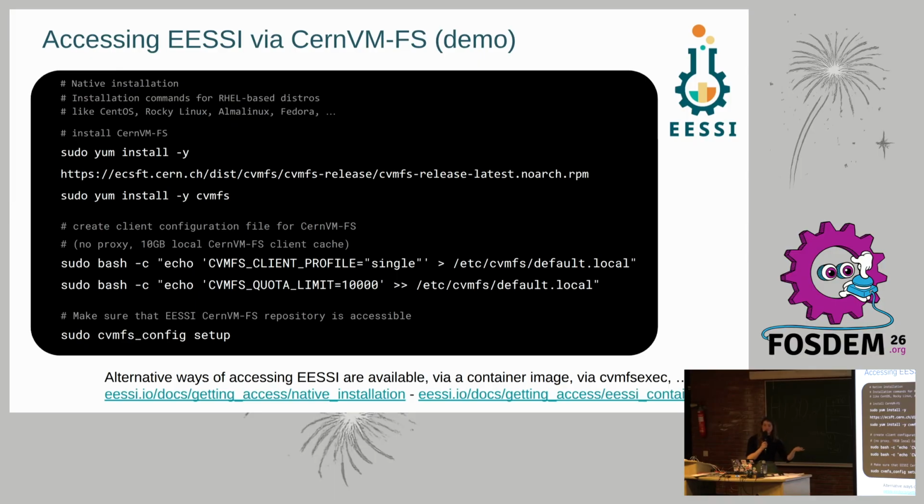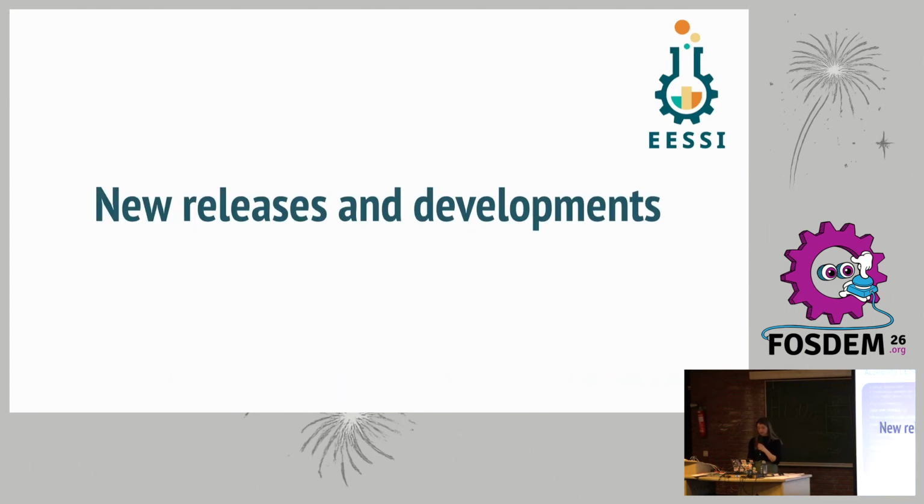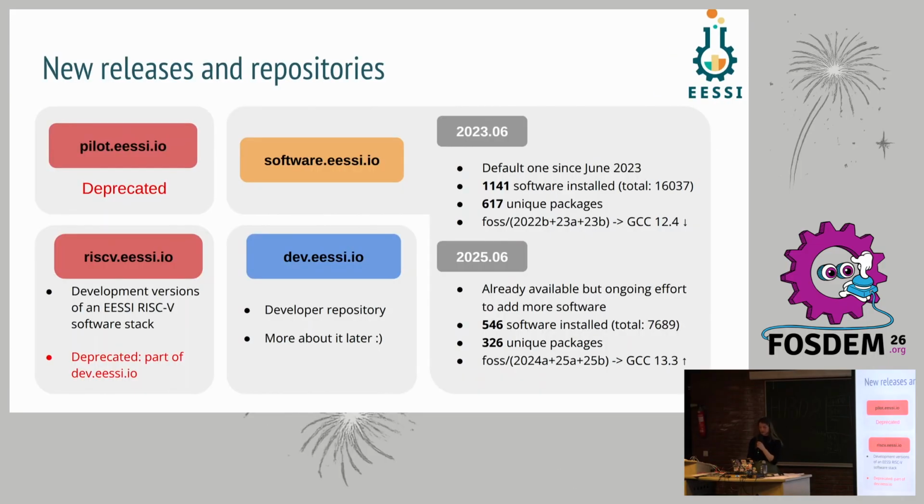So what if we don't have this privilege? There are many, many ways to access EESSI. You can do it through a container, you can do it through cvmfs_exec, which is provided by CernVM-FS itself, and some other tools. I could be an hour talking about them, but you have them linked in our documentation. So there are ways, even if you have access to a cluster but maybe the compute nodes don't have internet or things like that. Now, the actual new releases and developments we have been doing.